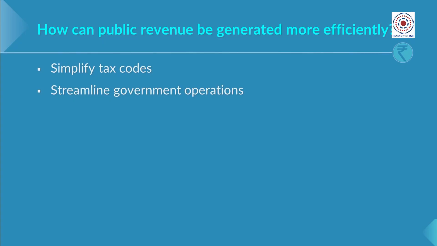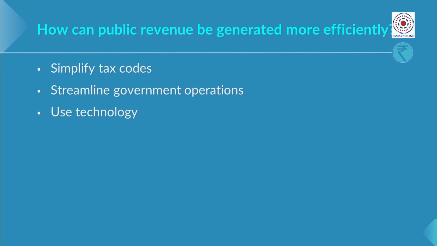Streamline government operations. Government can streamline operations to reduce bureaucracy and improve efficiency. This can include reducing redundant services and consolidating government agencies. Use technology. Government can leverage technologies such as online portals and electronic payments to make it easier and more efficient for taxpayers to pay their taxes and for government agencies to manage revenue collection and distribution.